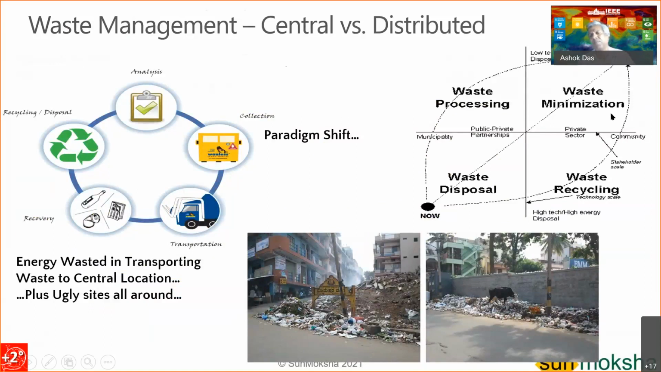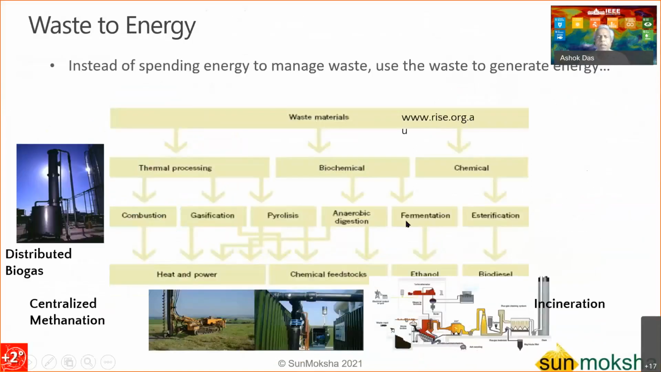So a lot of recycling and local biogas generation from waste, recycling of papers and plastics. All of these lead to a more sustainable waste management process. And of course, instead of spending energy to dispose the waste, use the waste to generate energy. So a lot of work is, of course, going on utilizing the waste for generating energy and utilizing it in the cities.